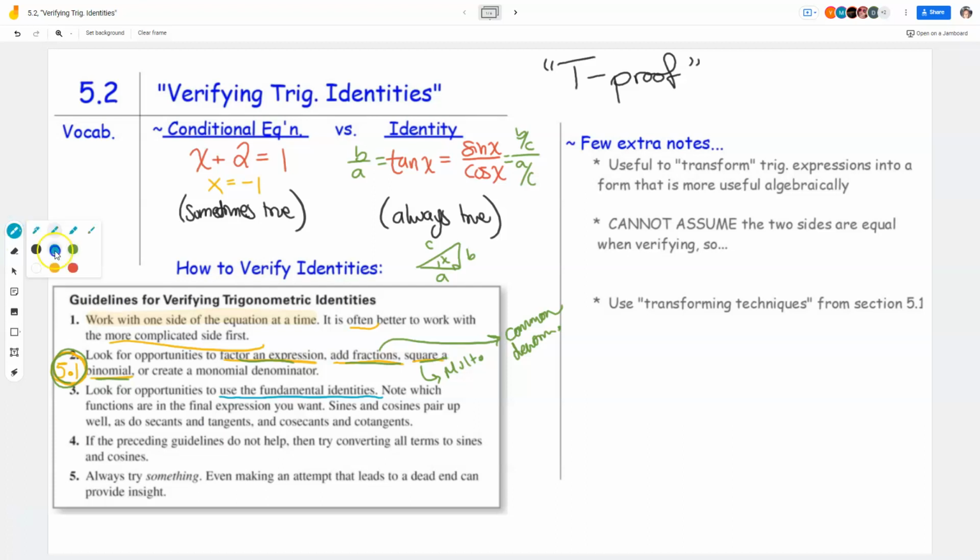And one of those really cool blue tricks is if worse comes to worse and you can't think of anything else, try just making everything into sines and cosines. Get all the tangents, cosecants, secants, cotangents. Make them all sines and cosines and then go from there. But with things like Pythagoreans, sines and cosines tend to go together, secants and tangents tend to go together, cosecants and cotangents. That's just by the way.